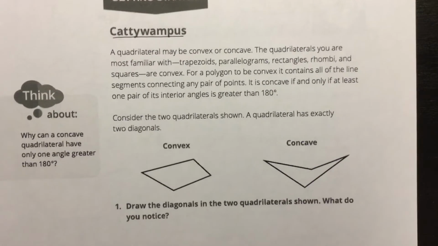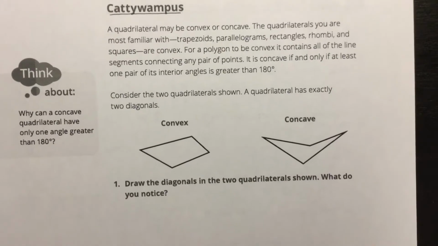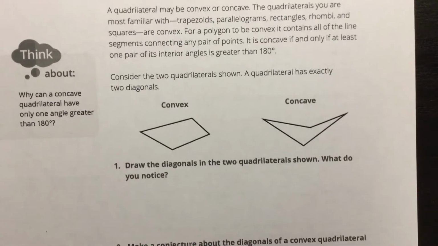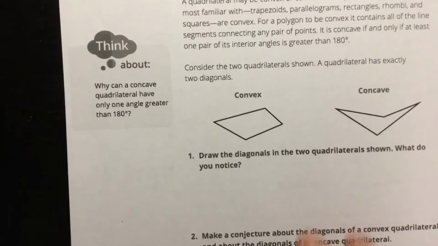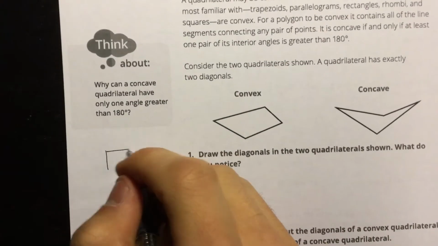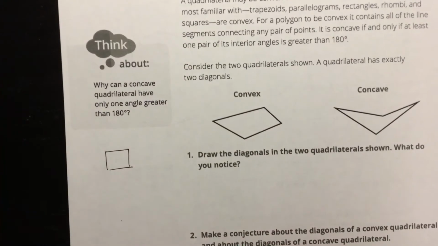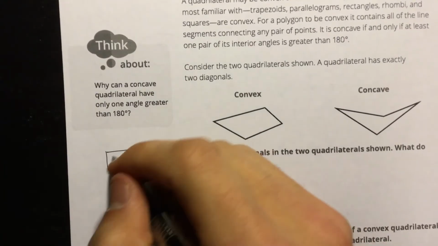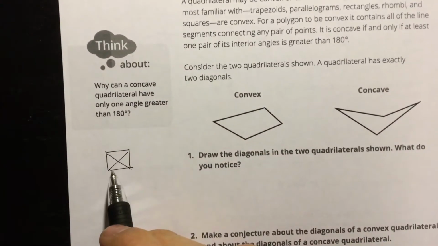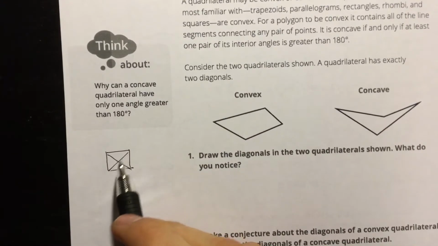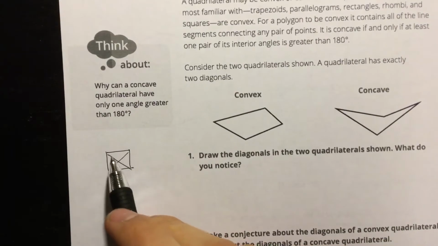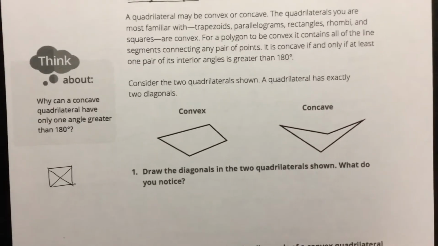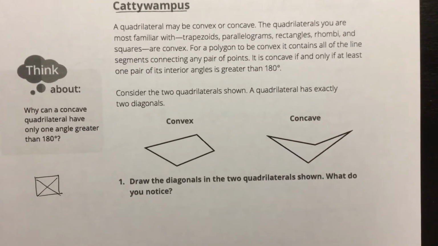So number one says draw the diagonals in the two quadrilaterals shown. What do you notice? So if you'll remember diagonals, say I had a square. If I asked you to draw the diagonals of the square, you would pretty easily go like this, because these are actually diagonal, right? If this is up, this is sideways, diagonal. Basically, what diagonals are in quadrilaterals is just connecting opposite corners.